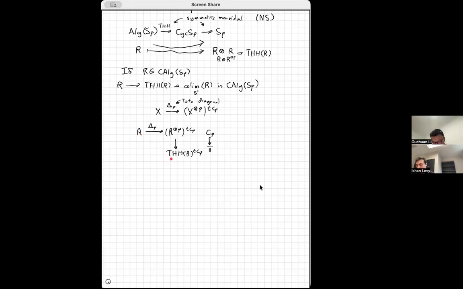Now this composite map has a residual circle action. And so this uniquely factors, using the universal property of THH as a circle equivariant E-infinity ring. And that's the Frobenius map. So the Frobenius map is characterized as the unique circle equivariant E-infinity map that makes this diagram commute.